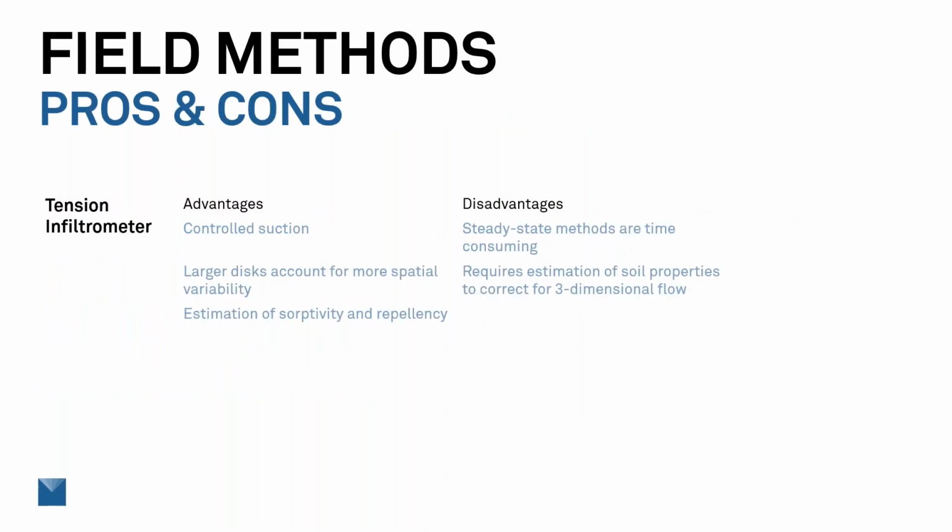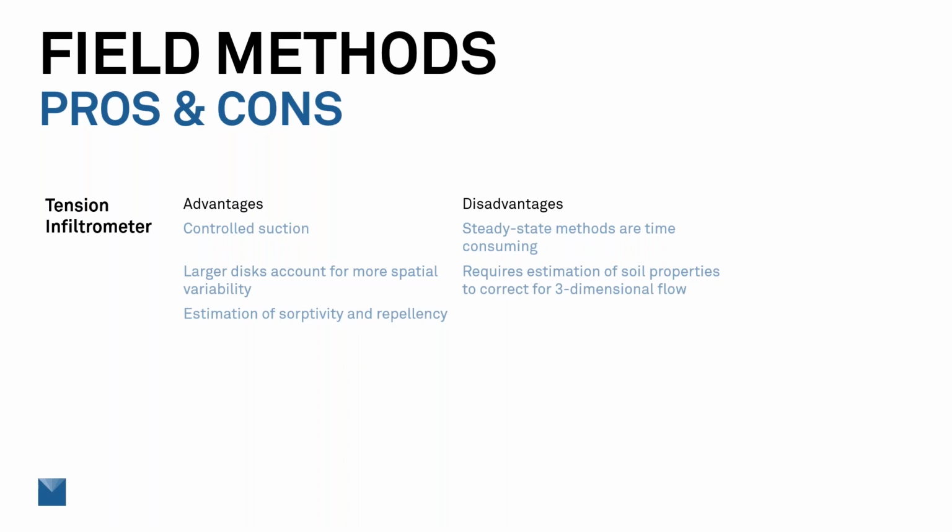So, with the pros and cons of the tension infiltrometer, we can control the suction, which is really nice when we're trying to get individual points of unsaturated hydraulic conductivity. Larger discs allow us to account for more spatial variability, which is an advantage over the laboratory approach. And we can use these to estimate the sorptivity or repellency, that is, the hydrophobicity of the soil.